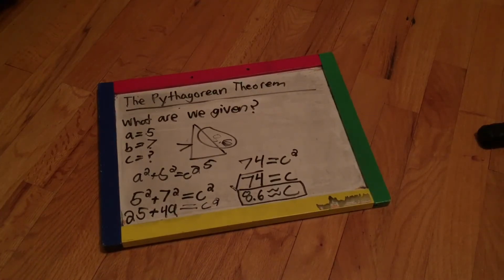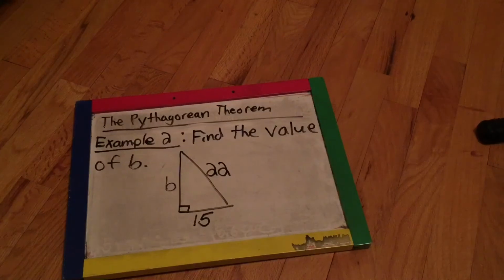Let's try another example. Alrighty guys, example 2 is find the value of b. So, this is a little different. This time, we're not aiming to find the hypotenuse because we already have that. We need to find b. So, this may seem a little trickier, which it is, but we still set the equation up the same way.